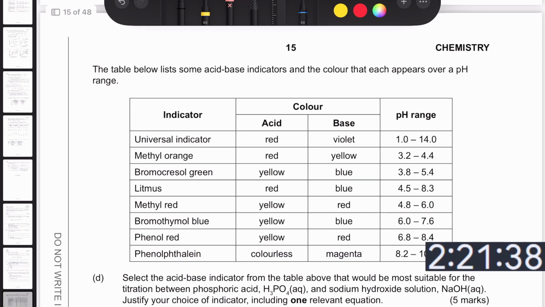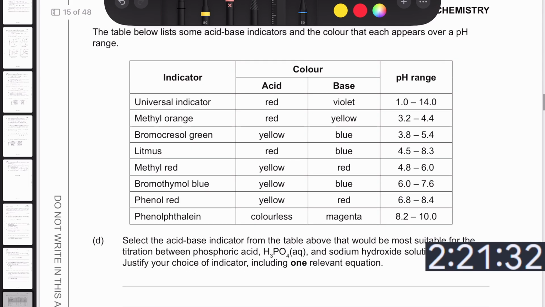The table below lists some acid-base indicators and the color that appears over a pH range. Select the indicator that will be best suitable for titration between phosphoric acid and sodium hydroxide solution. Justify your choice, including one relevant equation.